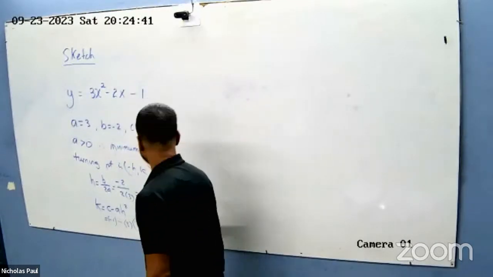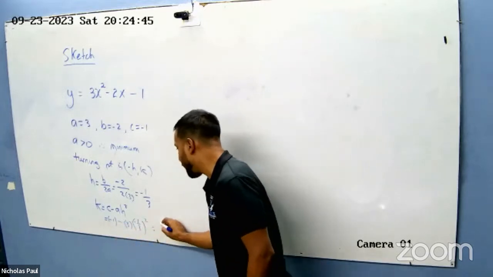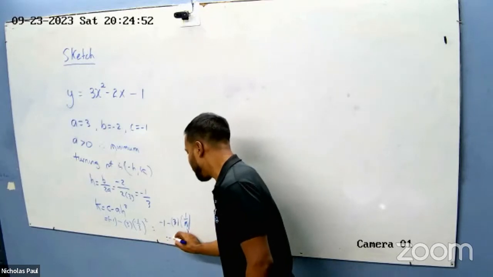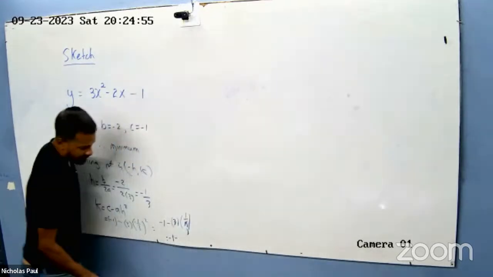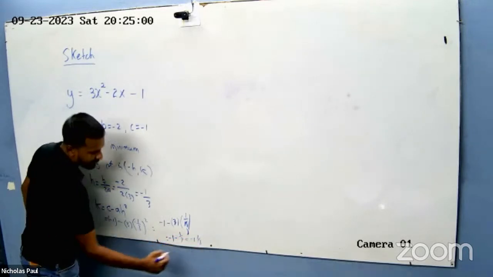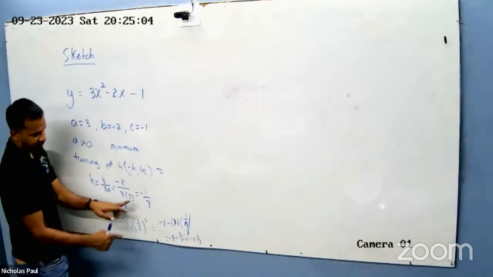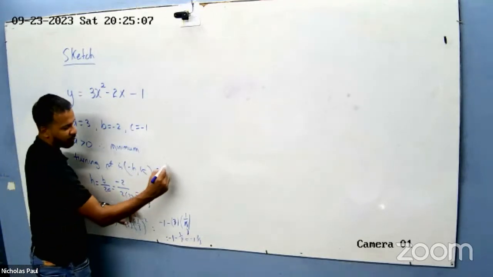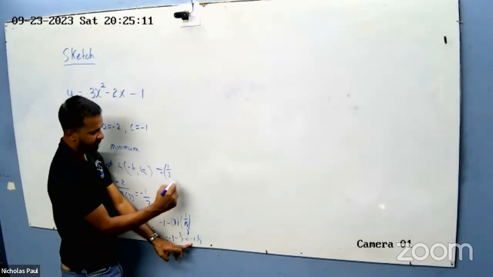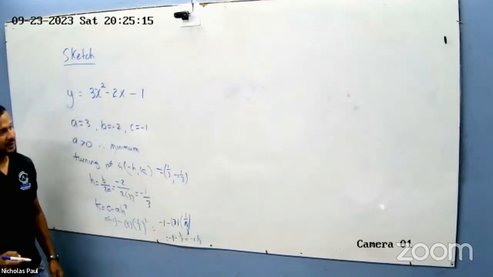So this is minus 1/3 squared. So that's minus 1 minus 3 by 1/9. 3 into this 3, so you'll end up with minus 1 minus 1/3, which is minus 4/3. So it means that our turning point is minus h. H is this, so minus of this is positive 1/3. And k is our value here. So that is our turning point.